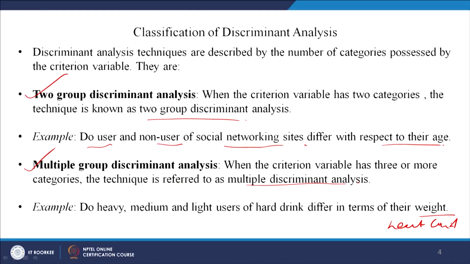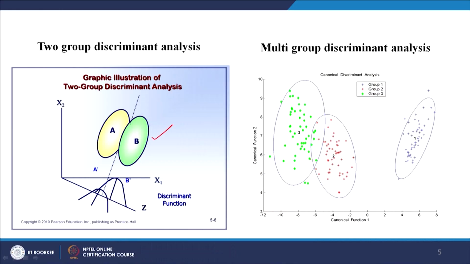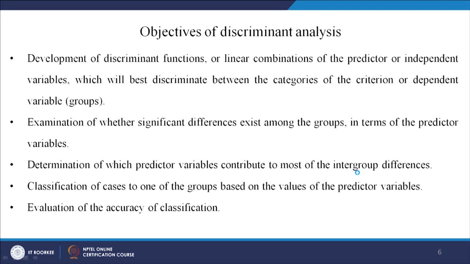So, here heavy, medium and light users of hard drink, do they differ in terms of their weight, right? Can we find out some relationship? That is where we use a discriminant analysis. This is a case of a 2 group discriminant analysis, and this case is a 3 group, or multi group, discriminant analysis, right. So, let us see what we exactly do in this case.